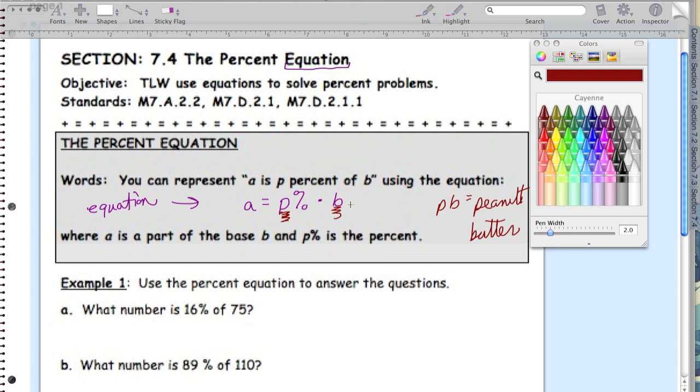Okay, so maybe remember that P and B are together. P is obviously percent. B then is on the same side. This could be maybe apples, so it's separate. Where A is a part of the base, that's what it always has been. A is the part, B is the base, and P is the percent.